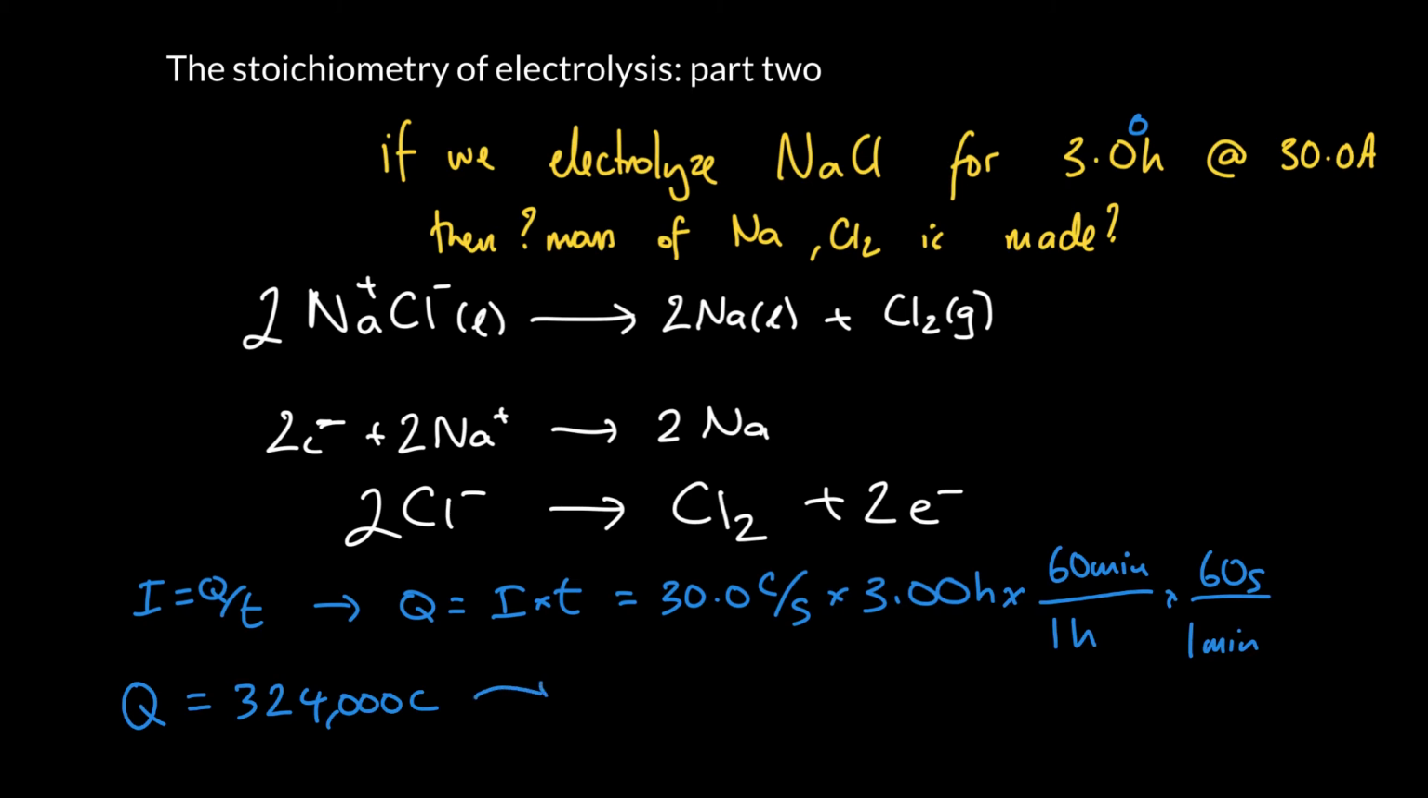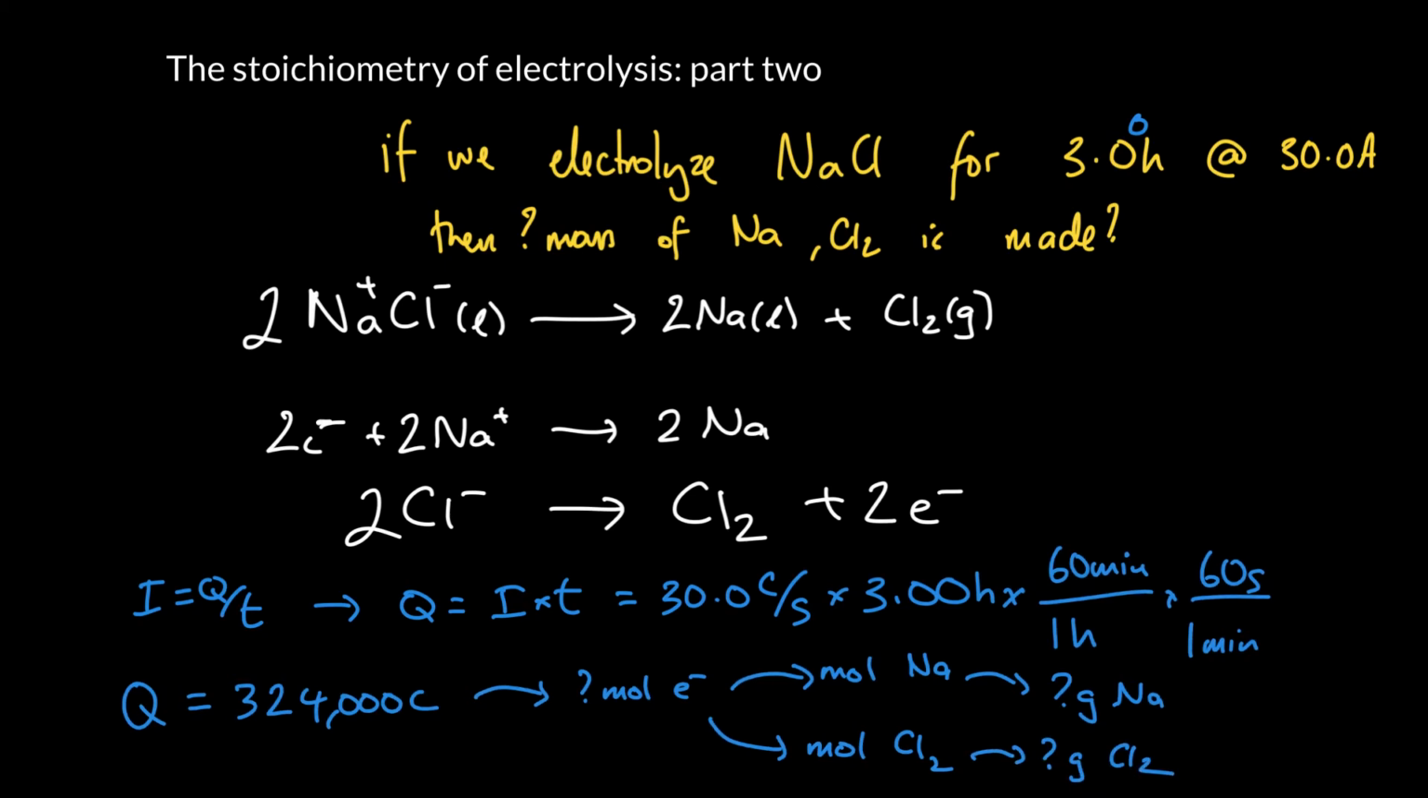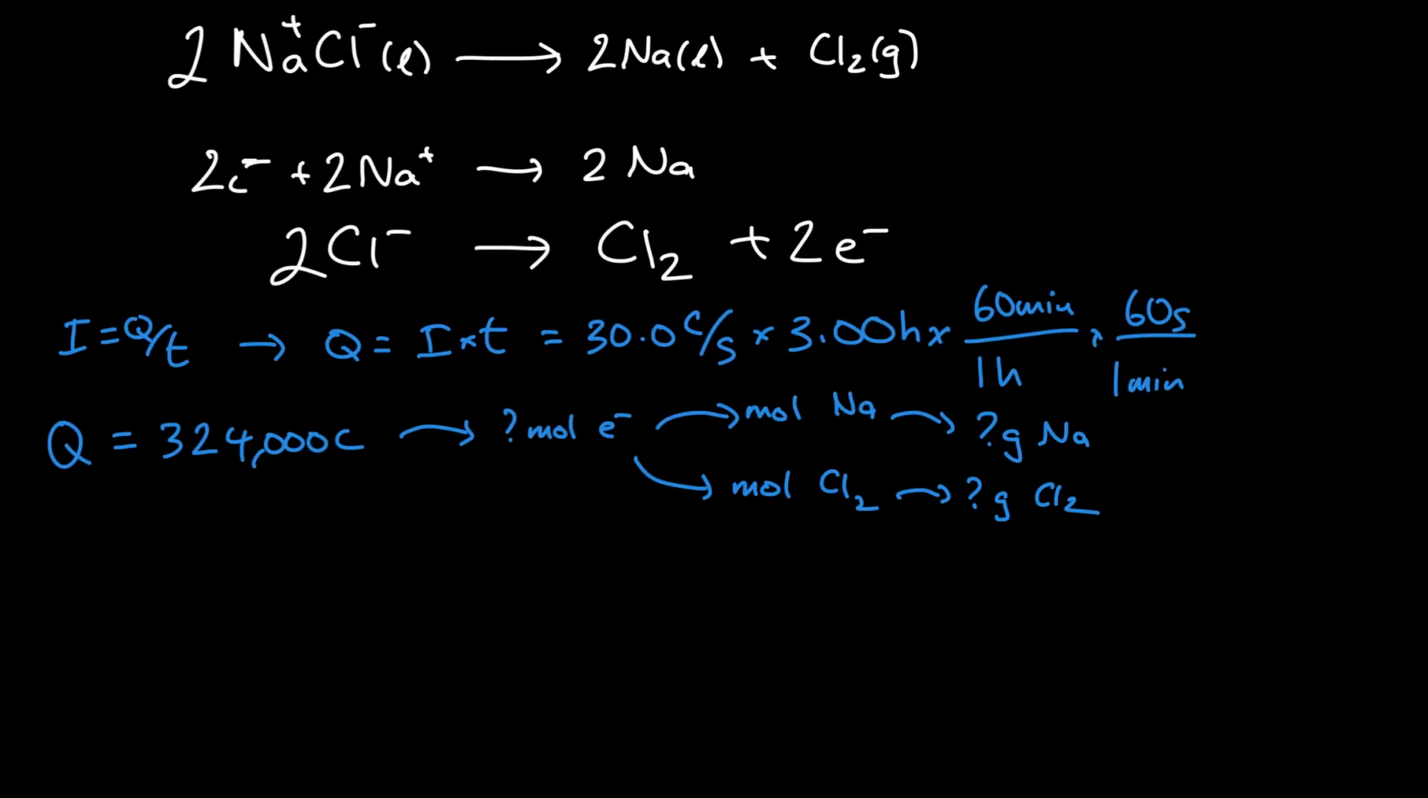Now, here's the plan. So we're going to convert that to moles of electrons, and then we're going to convert those to moles of sodium and moles of chlorine, and then we're going to convert those to grams of sodium and grams of chlorine. We haven't done this for a while, so this is a little bit of stoichiometry practice. So let me move stuff up. All right, and I'll do this one step at a time. So step number one here.